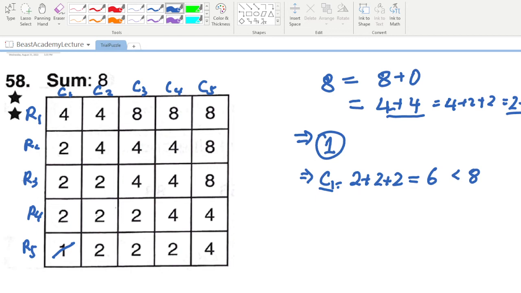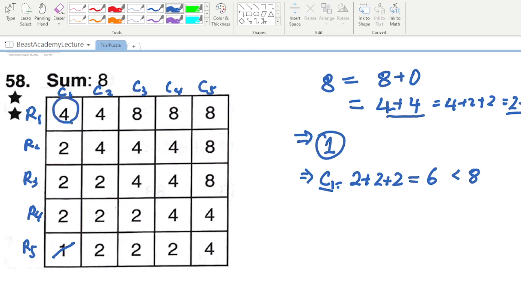It means if I don't use 4, what could happen? Can it be possible on column 1? If I don't use 4 on column 1, is it possible? No, it's impossible. And reversely, it means what? We must use 4. We must use 4, right?